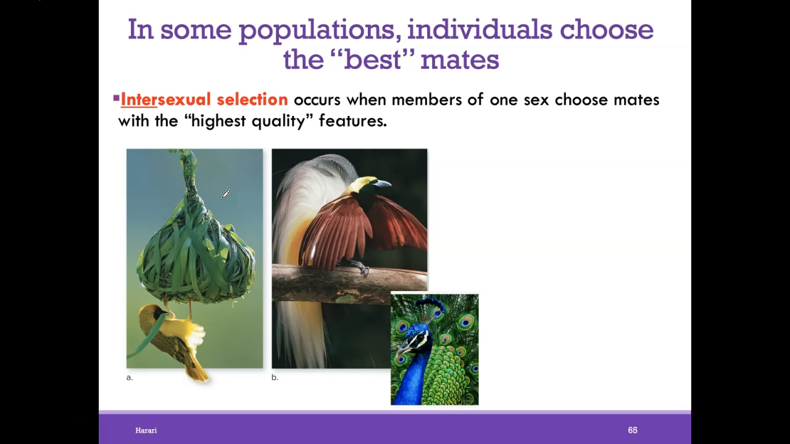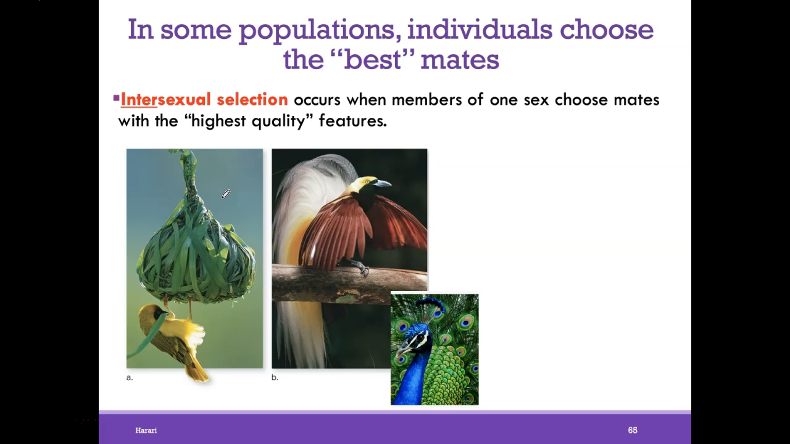In some populations, individuals choose the best mates of the opposite sex. That's called intersexual selection, right? Where members of one sex choose mates with the highest quality features of the opposite sex. So this is a good example in birds of paradise. Female birds of paradise prefer very brightly colored males, and only the brightly colored males are able to reproduce. Same thing with the peacocks. And because the brightest males get the most opportunities to mate, the alleles that confer those bright colors will be more common in the population.